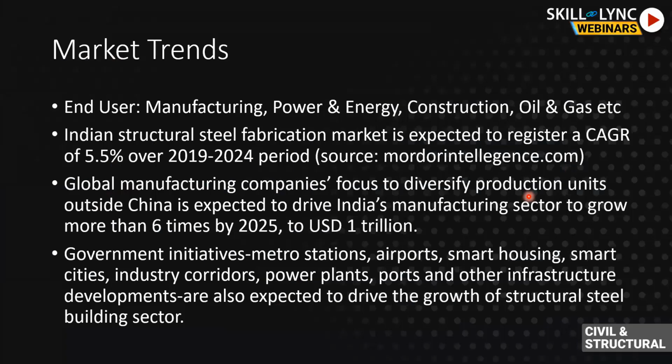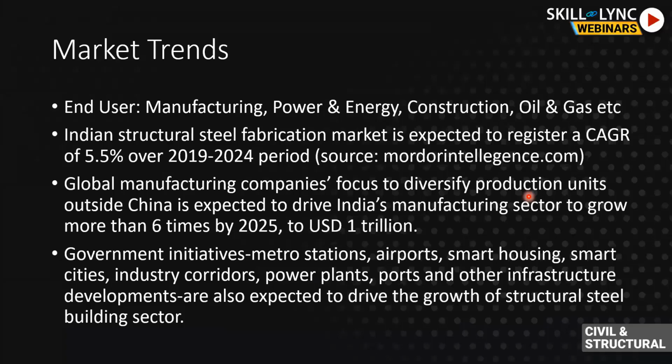So let's see the market trends, how the market is behaving right now. There are lots of industries that use steel buildings, like manufacturing, power and energy, construction, oil and gas, etc. Basically all kinds of industrial buildings where you need a large span without much obstruction, you can find steel buildings. In oil and gas, for pipe racks or any other conveying structures, you can find steel structures being used. The Indian structural steel fabrication market is expected to register a compound annual growth rate of 5.5% over the next 5 years.